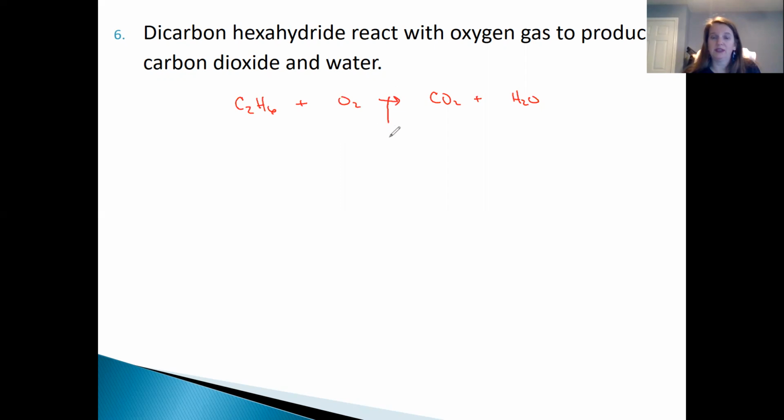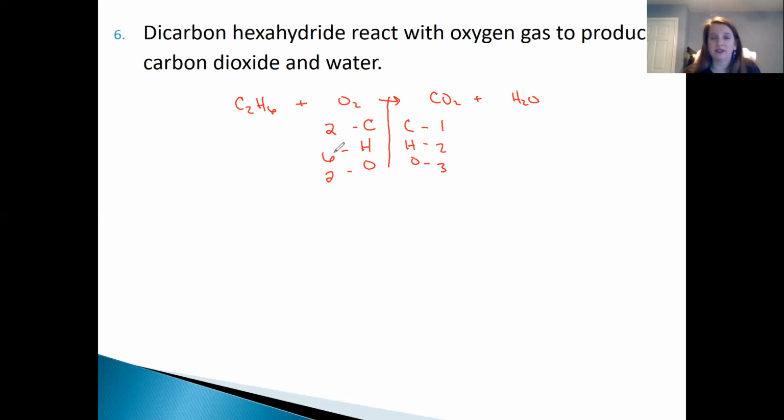Okay, so we're going to split this into our reactant side and our product side, and we're going to count carbon, hydrogen, and oxygen. So over on the reactant side, I have 2 carbon, I have 6 hydrogen, and I have 2 oxygen. On the product side, I have 1 carbon, I have 2 hydrogens, and I have 3 oxygens because I have oxygen here on the carbon dioxide and oxygen with the water.